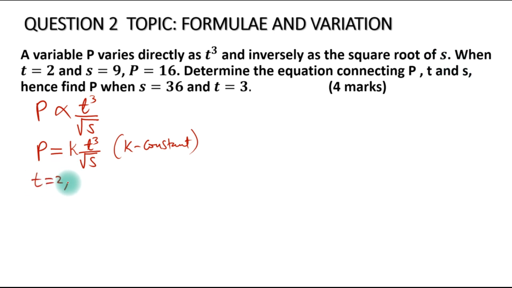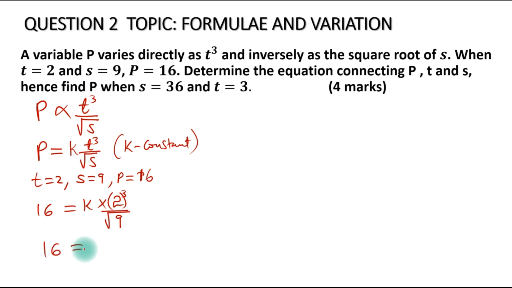So we need to find the value of k, and the condition we have been given: when t is 2, then s is 9, and also p is equal to 16. So we substitute the values into this equation. So p is 16 will be equal to k times t is 2 raised to 3 all over, then s is 9, square root of 9. So this will be 16 is equal to k times 2 raised to 3, that is 8, all over square root of 9, that is 3.